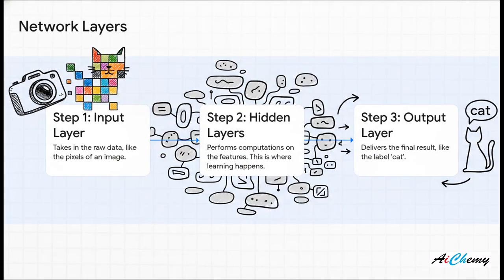Okay, so you take all these neurons and you stack them up in layers. It all starts with the input layer. That's where you feed in the raw data, like all the individual pixels from a picture. Then that data gets passed through what are called hidden layers. This is where the real magic happens, all the heavy-duty computation and pattern finding. And finally, you get to the output layer, which spits out the final result, like saying, hey, that's a cat.